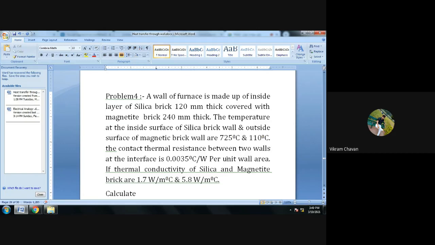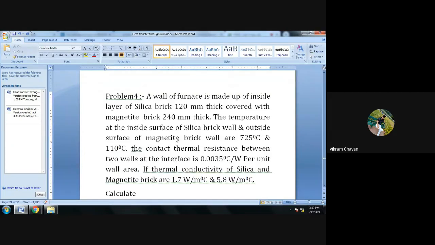The temperature at the inside surface of silica brick wall and outside surface of magnetite brick wall are 725 degrees Celsius and 110 degrees Celsius.